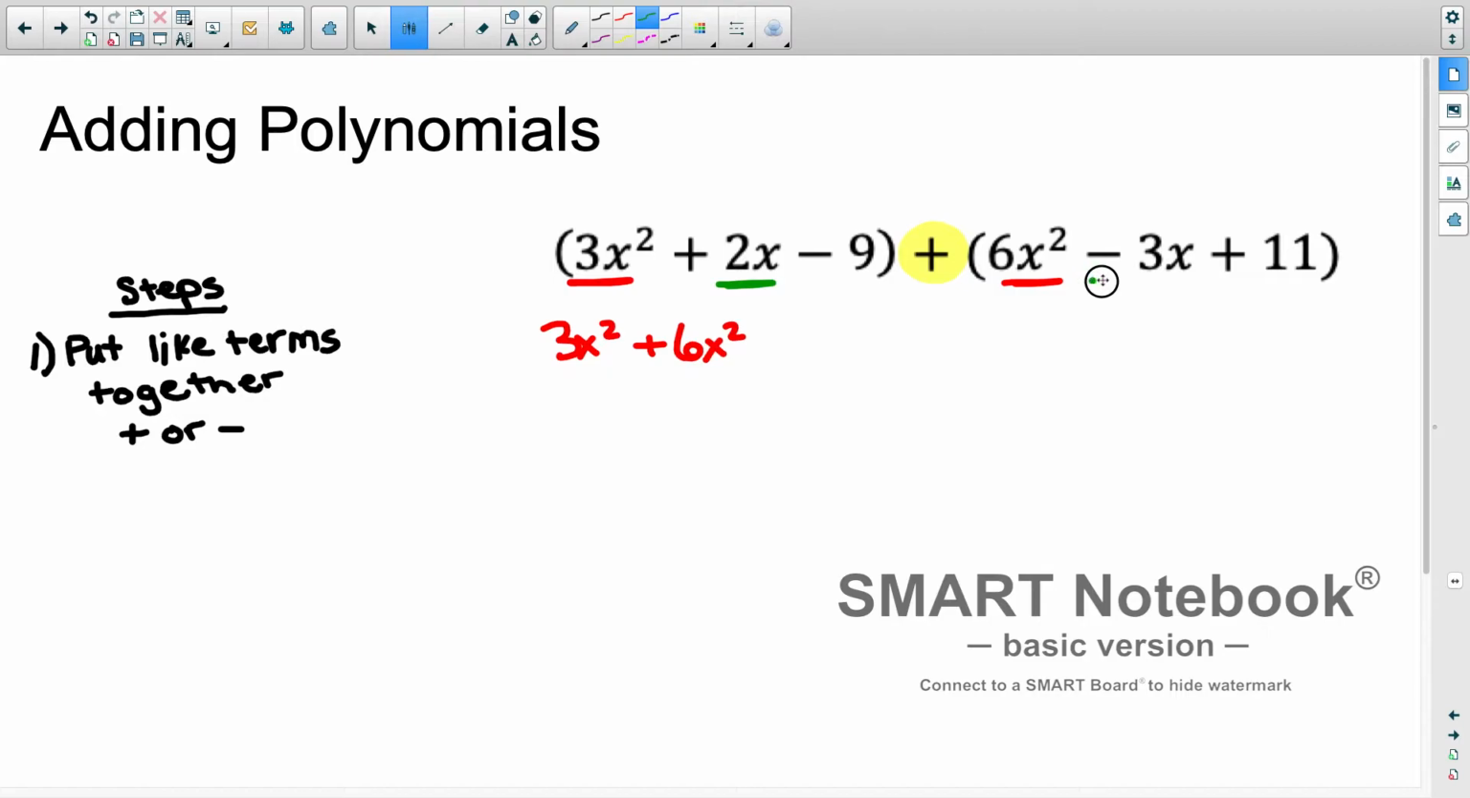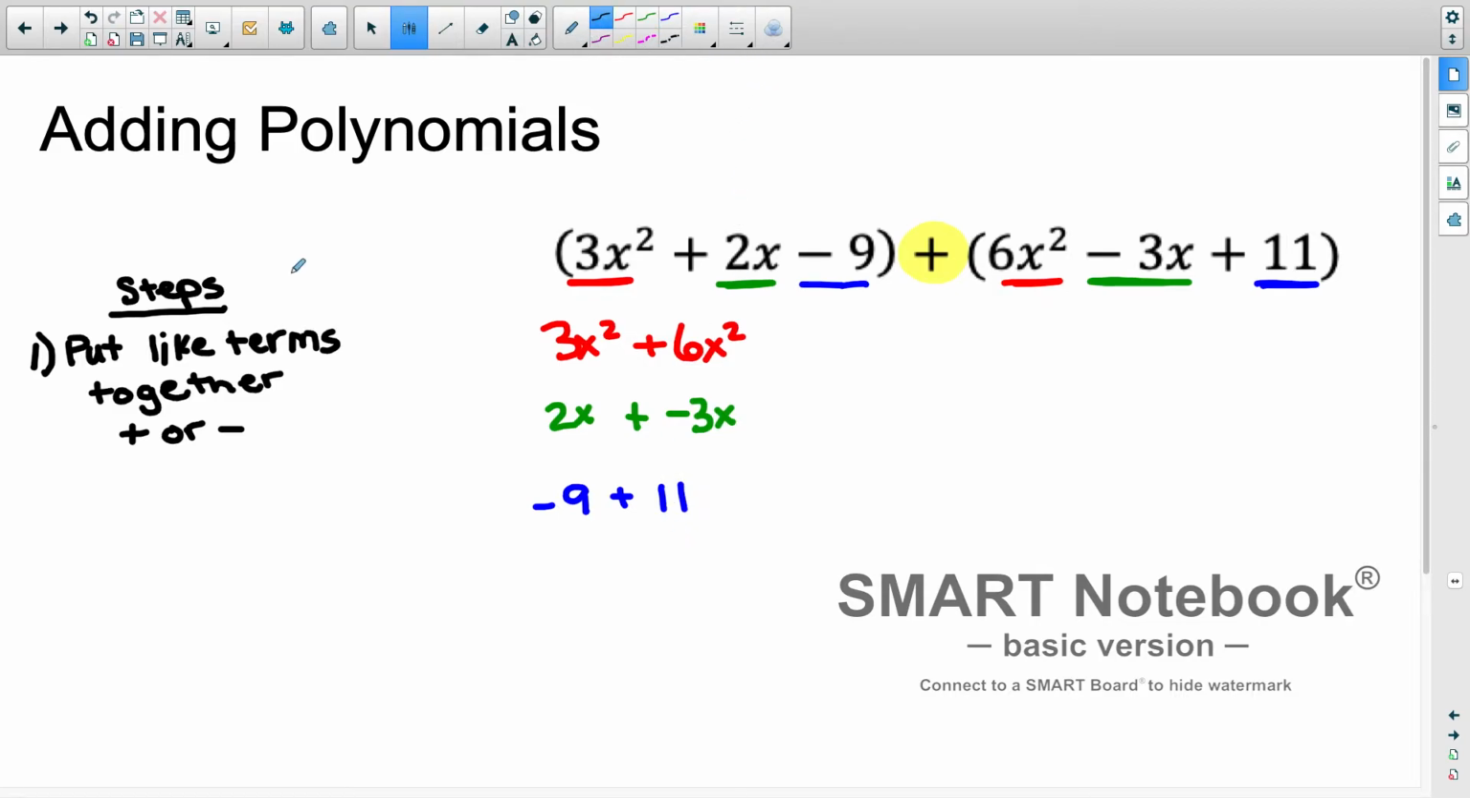And when you put that 3x, we really want to pay attention to that minus in front of it. So we're going to say 2x. We're still going to use this plus that's in the middle, but then we're going to make that a negative 3x. Okay, and then what else can we put together? Negative 9 and 11. Yeah, negative 9 and 11. And those are constants because they don't have a coefficient. Or I'm sorry, they don't have a variable.